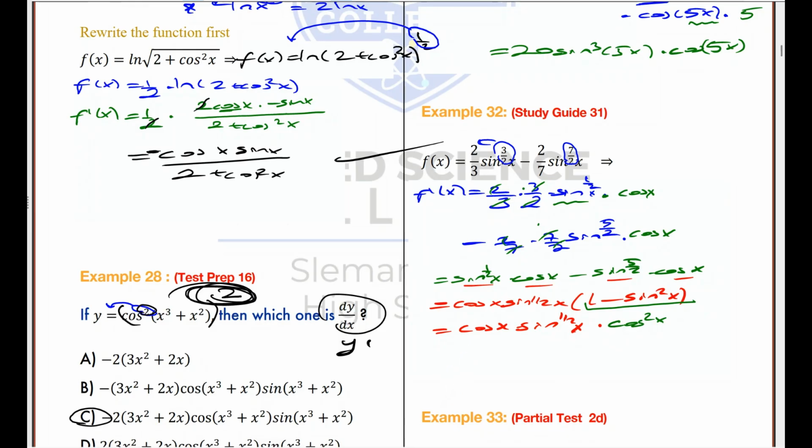So that's equal to, I have cosine here, cosine squared here. So cosine cubed multiplied by sine to the half. So how can I write sine to the half? I can write sine to the half as square root of sine. It's the same, right?